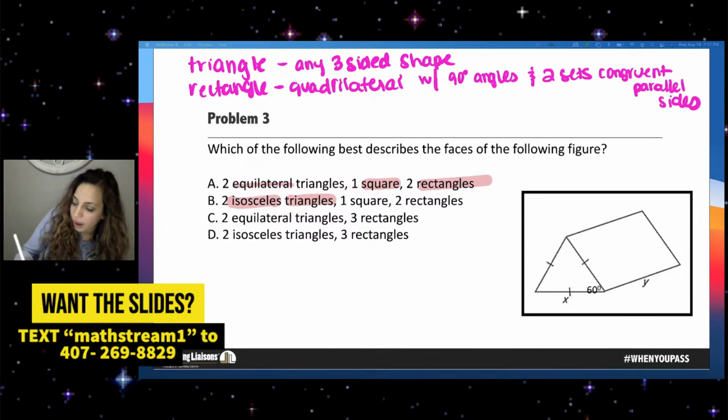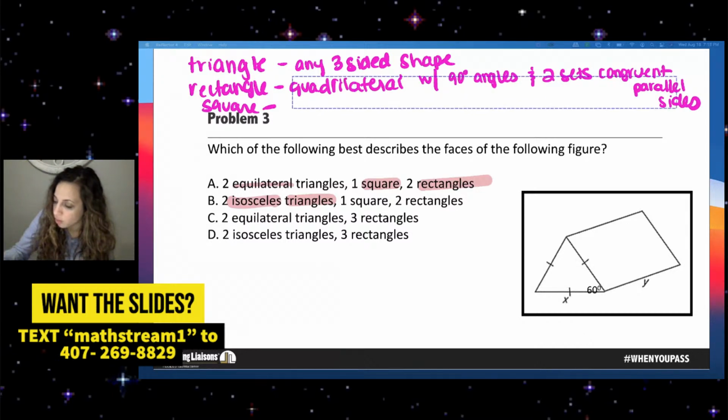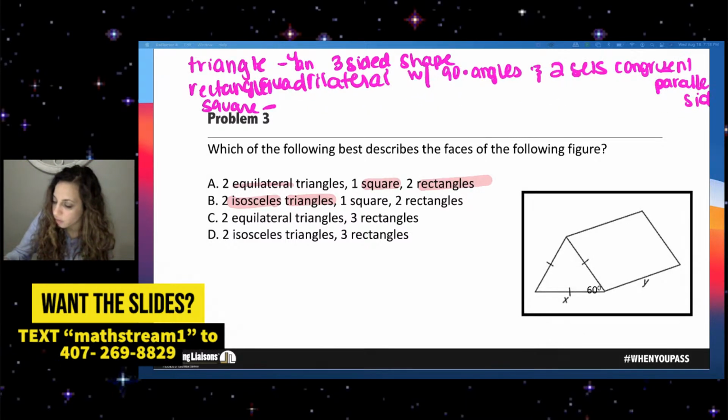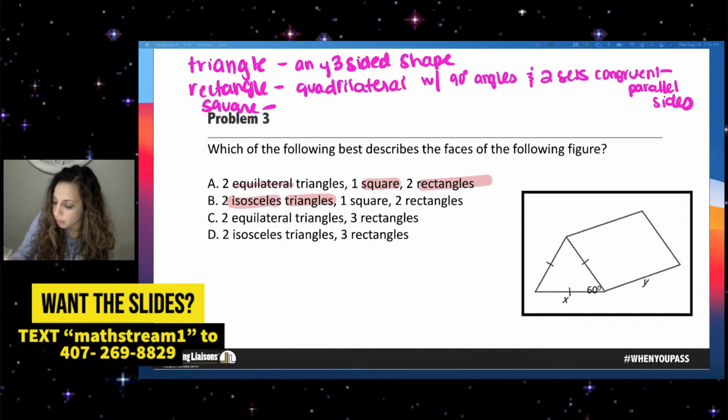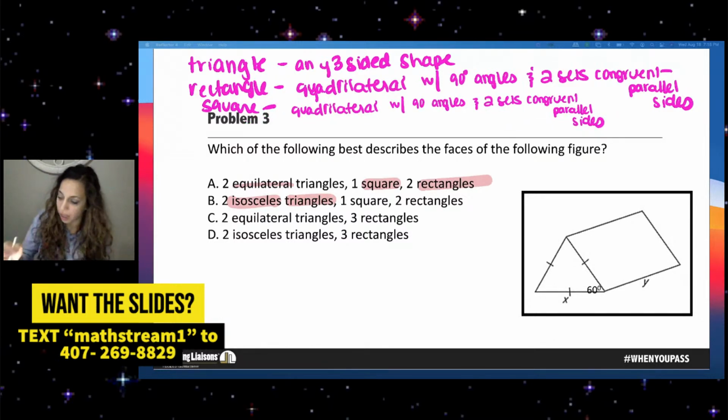And then a square is going to be a rectangle, except it has 4 equal sides. So it is also a quadrilateral with 90-degree angles and congruent parallel sides. It's a quadrilateral with 90-degree angles and 2 sets of congruent parallel sides, but it's really going to have 4 equal parallel sides. So not all the sides are parallel, but all the sides are equal.